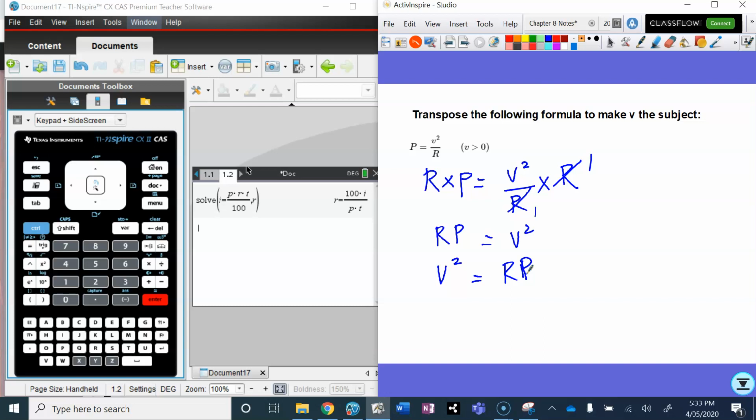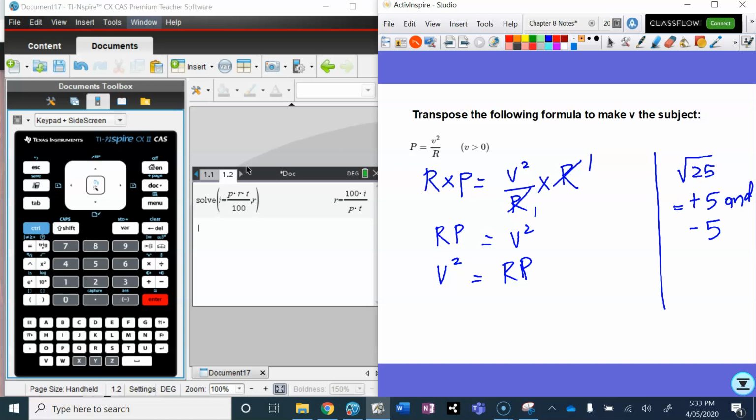Now, hopefully you remember to undo a square, you would take a square root of both sides. And when you take the square root of a number, I hope you remember that there's two answers. So for example, if I was asking you to calculate the square root of 25, hopefully you would know positive 5 is an answer, but also the one we forget most of all is that negative 5 is also an answer. So positive 5 and negative 5.